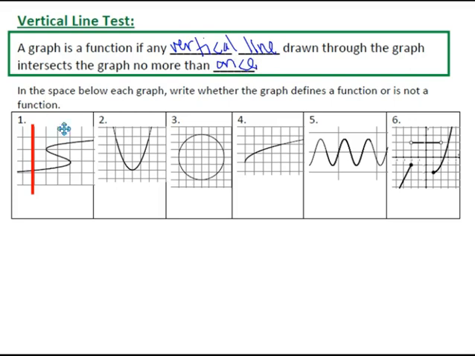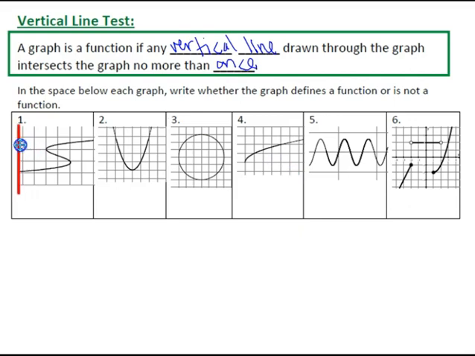Okay, so what I did right here is I kind of have this movable vertical line. You can use your pencil, a marker, a pen, whatever you might have you're writing with. So we're going to test these different graphs here to see which ones are functions and which ones are not.